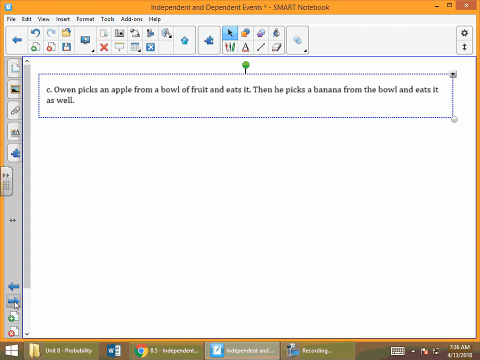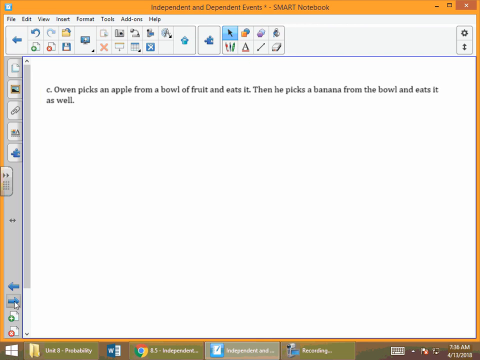If we look at C, it says Owen picks an apple from a bowl of fruit and eats it. Then he picks a banana from the bowl and eats it as well. Okay? Well, if we think about it, the first action Owen's doing is he's picking an apple up from a bowl. Okay? Whenever you're removing something, ask yourself, did they put it back? Because if they put it back, that's not changing the outcome of them picking a banana. Okay? Because you have the same amount of fruit still in the bowl.